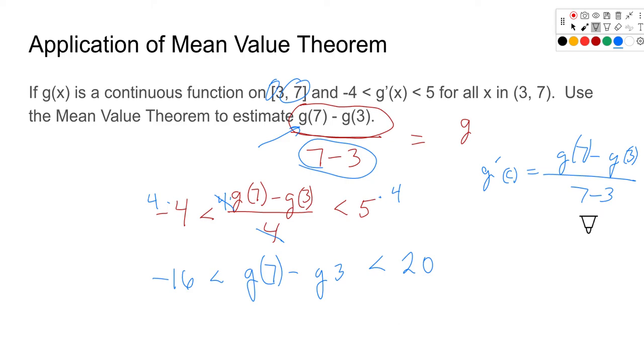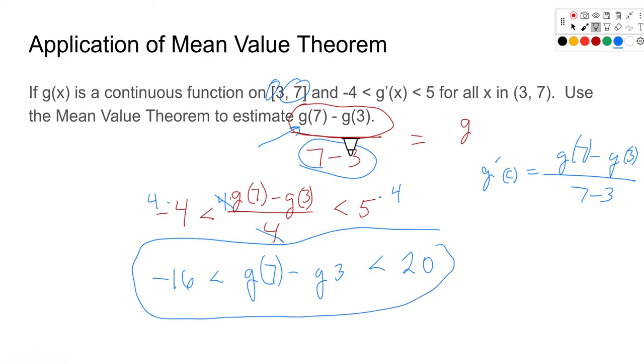We good? Awesome. It's right here. Yeah, we just estimated between negative 16 and 20. It doesn't seem like a very satisfying answer, but that's what it has to be, between them.